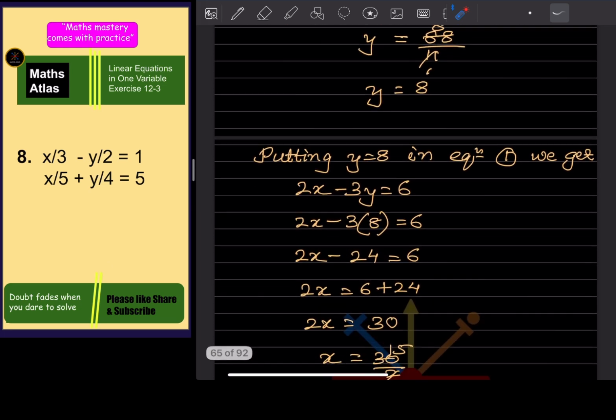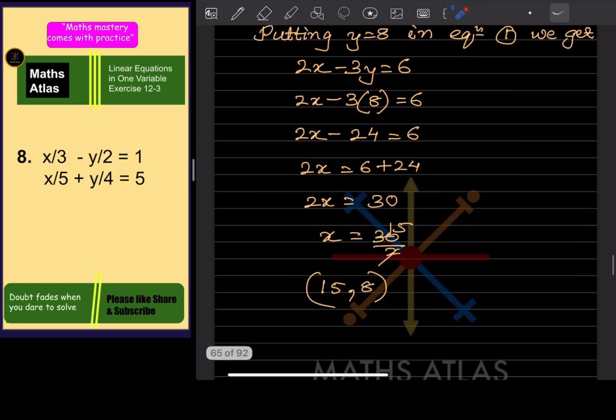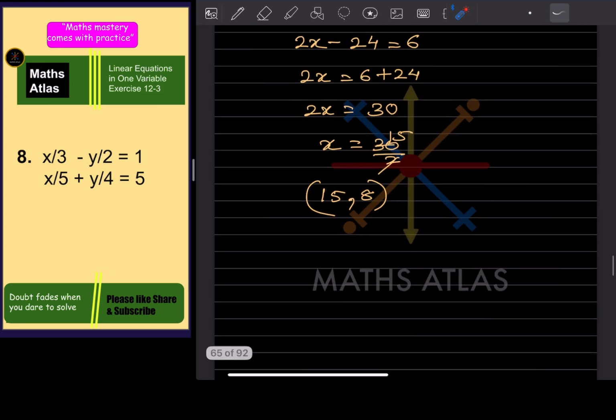So putting this y is 8 in equation number 1, this is equation number 1. So y is 8, we get x is 15. So this is x and this is y. So we can write here 15 and 8.